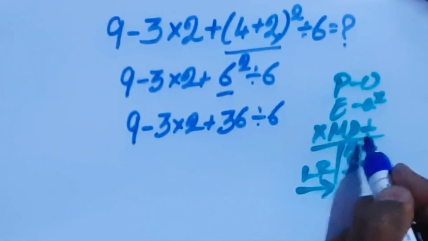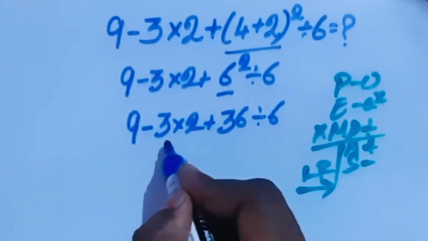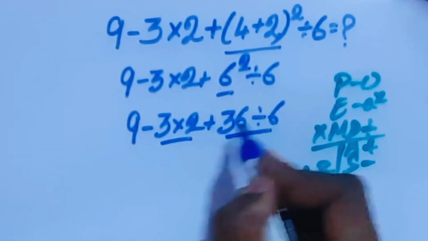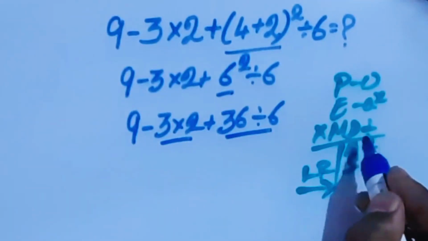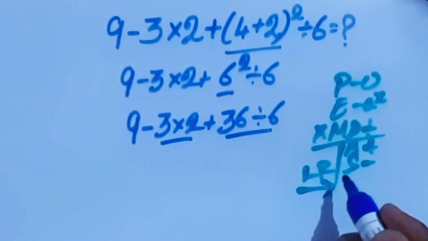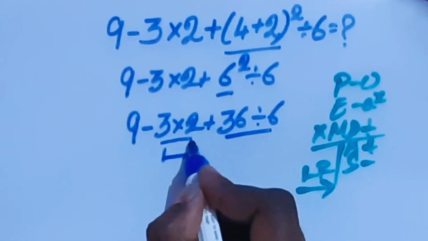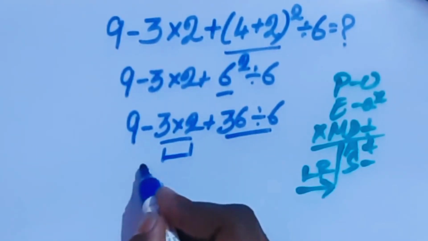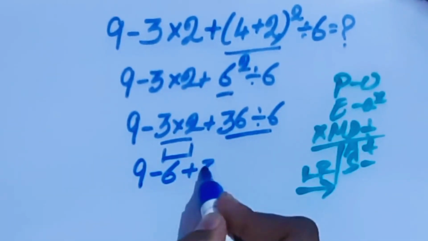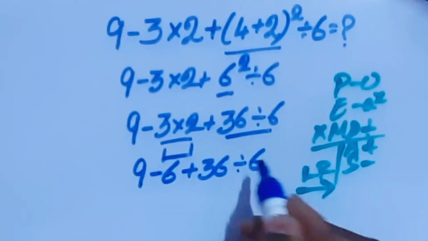Here the next priority is multiplication and division. Here we have multiplication here and division. We have to do this multiplication and division before this addition and subtraction. Here multiplication and division are equal priority. For this equal priority, we have introduced this left to right rule. Here left to right is this 3 times 2. We have to do this 3 times 2 before any other operation. So 9 minus 3 times 2 is 6 plus 36 divided by 6.